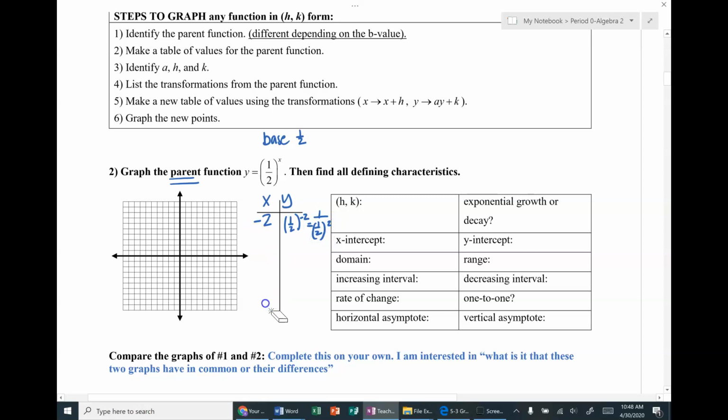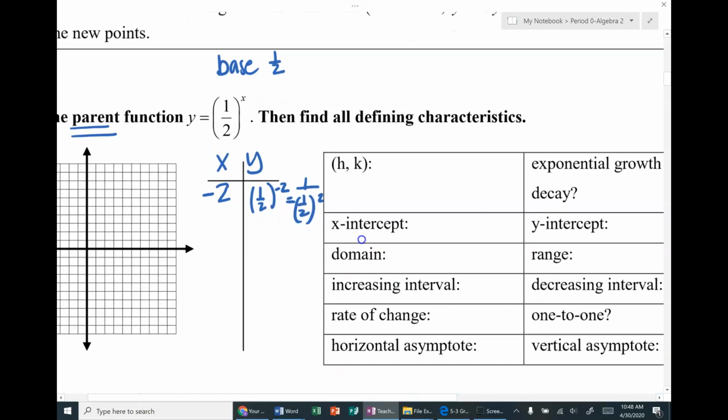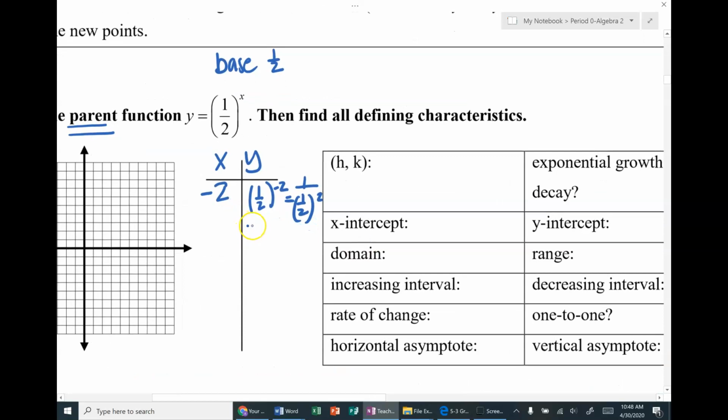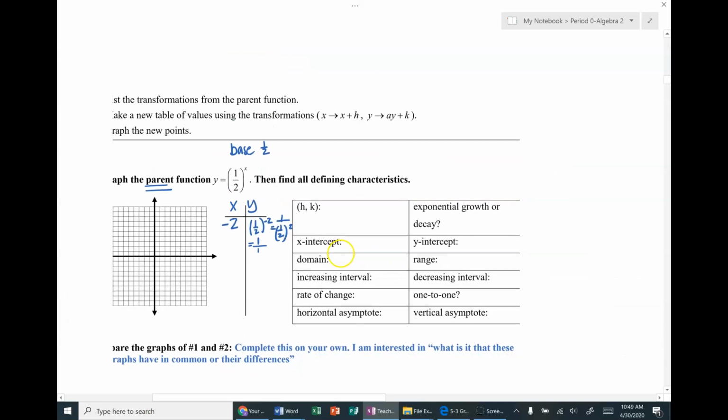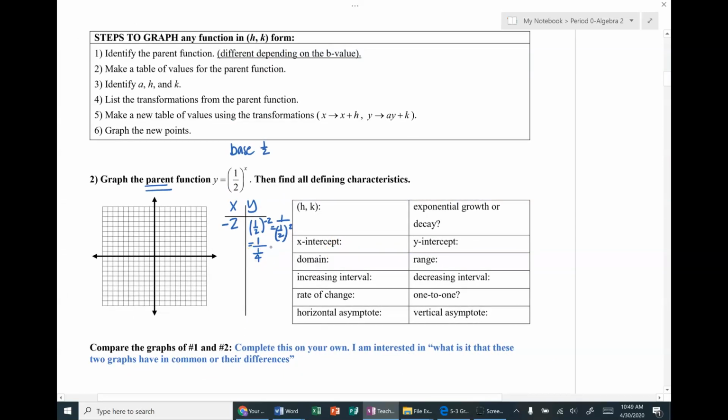Let me erase this because I need a bit more space. Okay, so that means it's a little frozen, so give me 1 second to unfreeze it. It's 1 divided by 1/4. I don't think it likes being this stretched out, so let me unstretch it. Okay, so 1 divided by 1/4 is the same thing as saying 1 times 4/1, which is going to be 4.